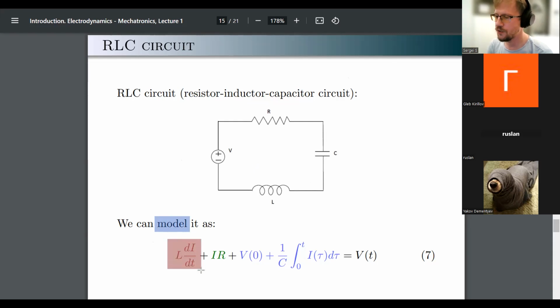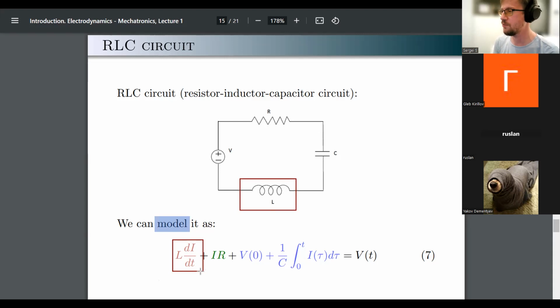Here is a part that you are familiar with, right? This is what you're familiar with. This L times di/dt, we're familiar with it from the previous equation. This is the voltage across, again voltages, so we are talking about Kirchhoff's voltage law. So this is the voltage across this inductor, right?